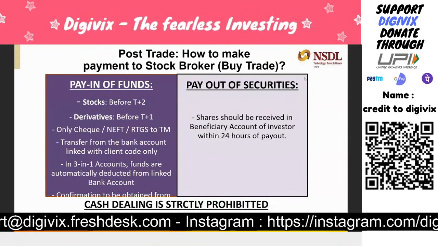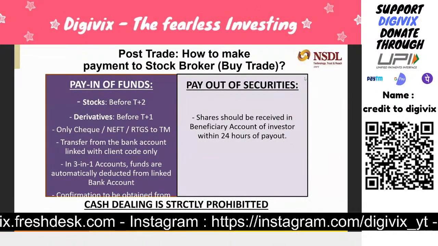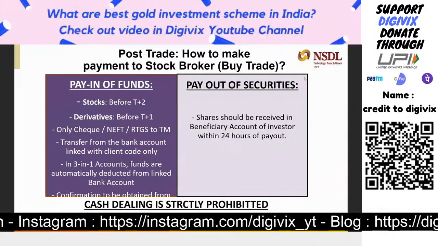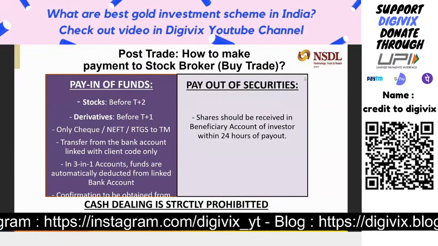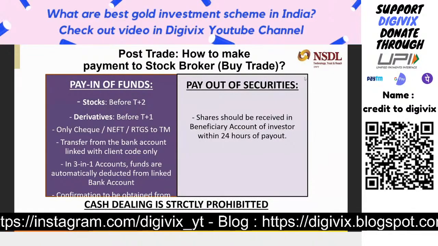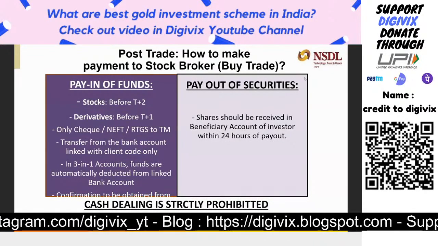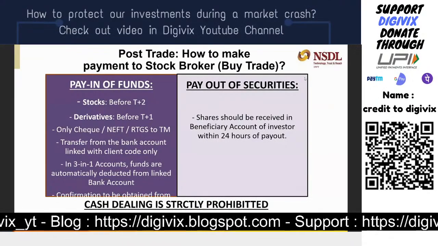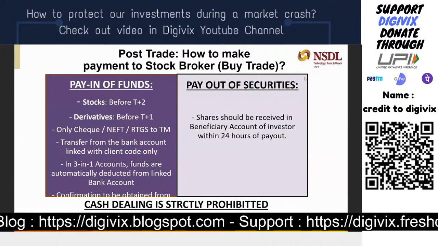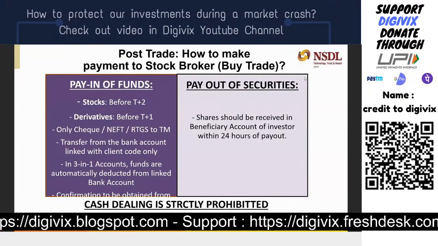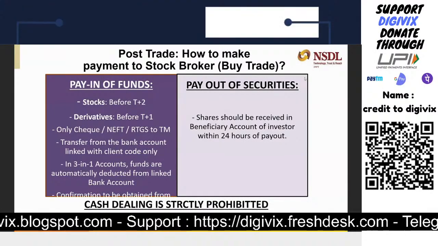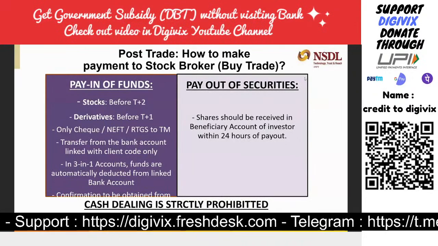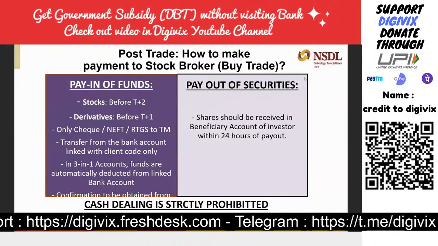Now, for payout, if you have sold something today, you will get your money in T plus 2 days in your trading ledger. And what we do is send it back to your bank account. There are few brokers who do it, and few brokers who do not. So we have chosen to directly transfer the money to your bank account. But it is only after you have sold something in the cash segment, and you'll get your money in T plus 2 days.